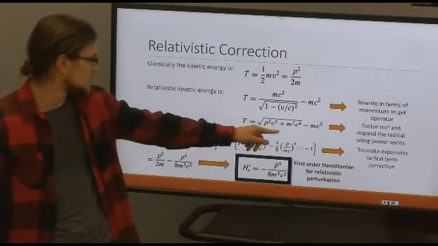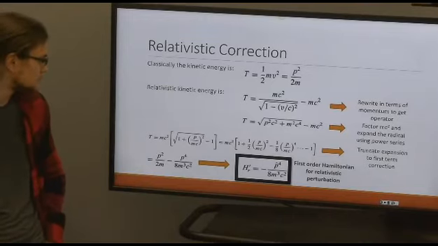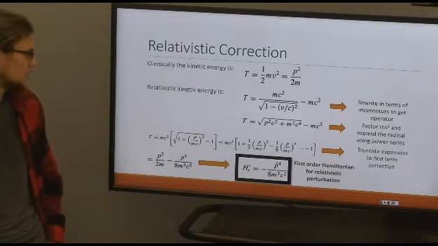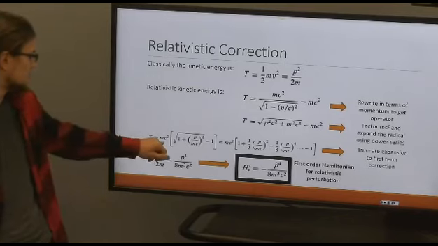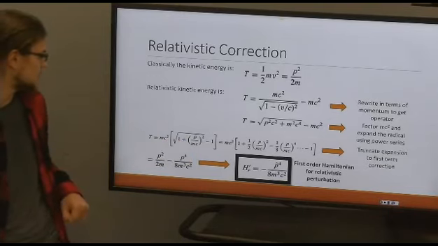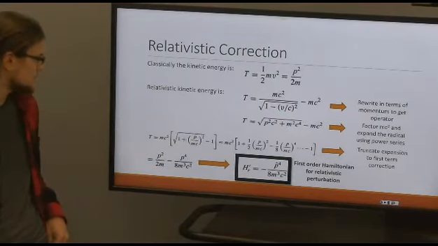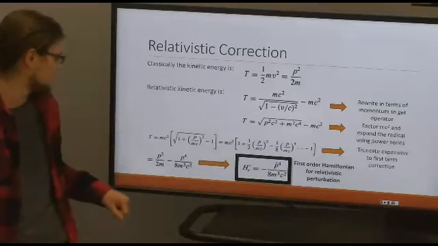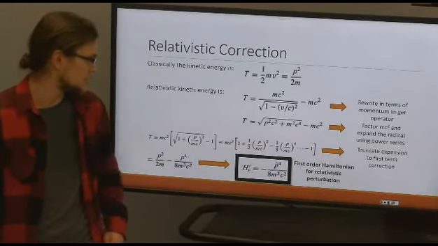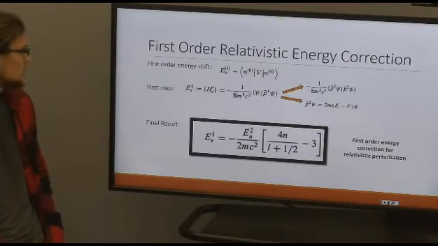So we go p squared c squared plus m squared c to the fourth, minus mc squared. And then to just get one factor out of there, you can factor the mc squared out of the radical and then do the fancy power series expansion, assuming that the momentum is really small. So this is the expansion, and then you can truncate it at the first term, and that'll give us our first order Hamiltonian perturbation correction, as shown in the box.